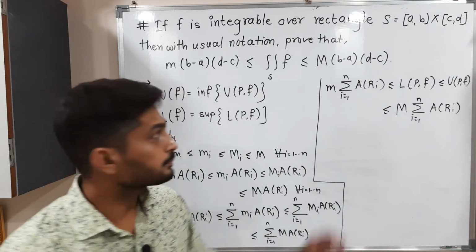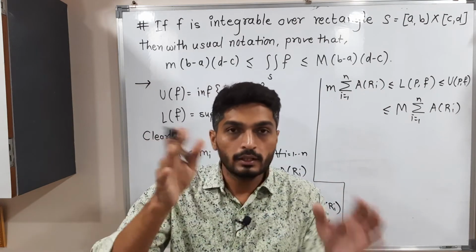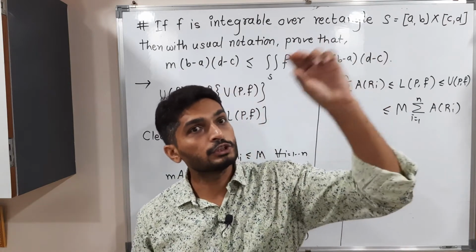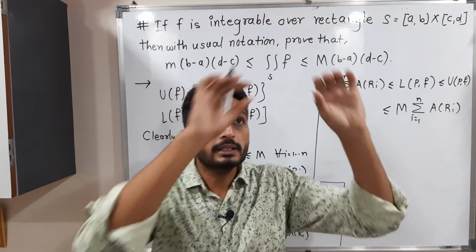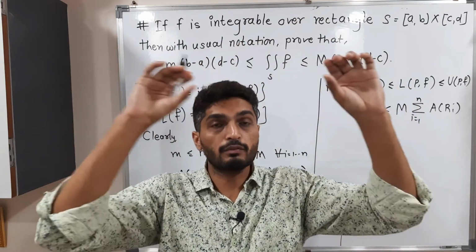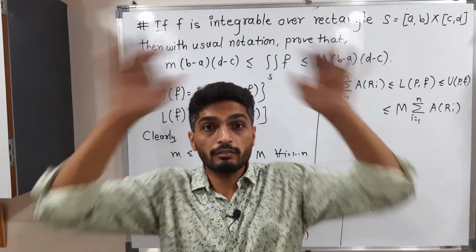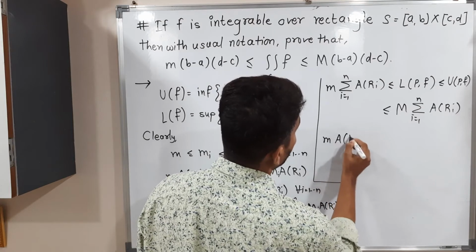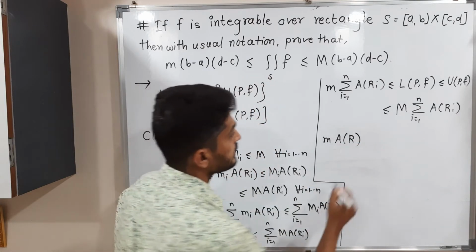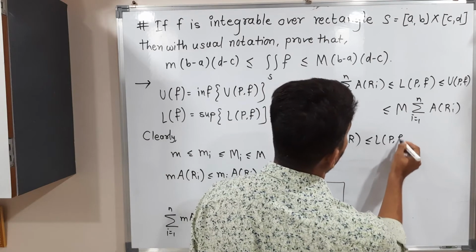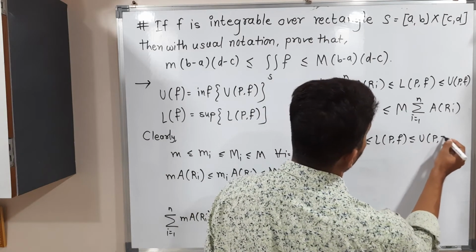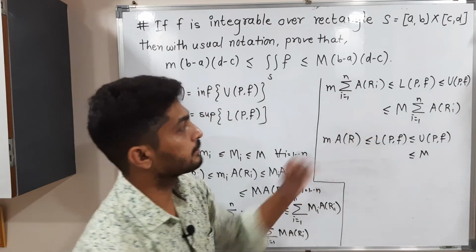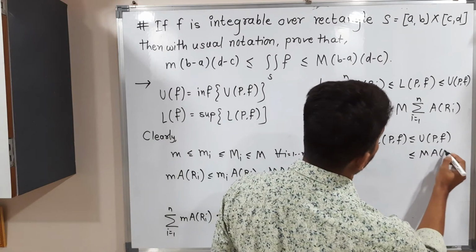See what is happening, area of Ri. That means you know that the rectangle we had subdivided into some sub-rectangles, and area of each rectangle we are calculating, but here we are taking the sum of the area of each rectangle, that means we will have the area of the entire rectangle. So this is nothing but small m times area of complete rectangle R, right? So this is less than or equal to LPF, and this is less than or equal to UPF, and again this is less than or equal to M times the same summation of area of Ri, that means area of rectangle R.